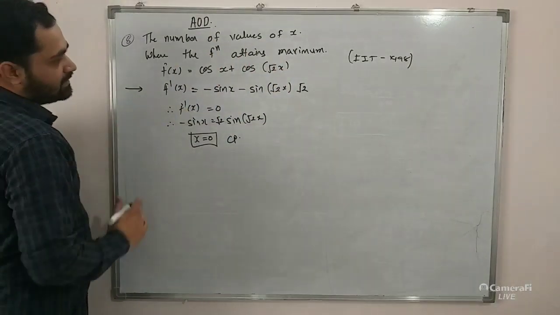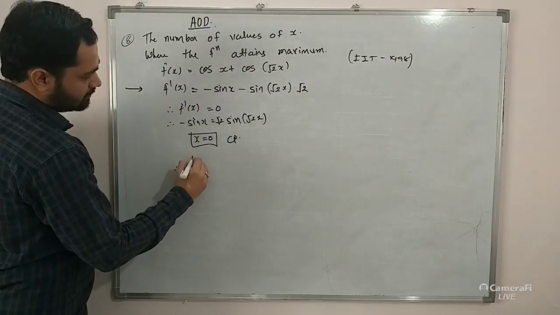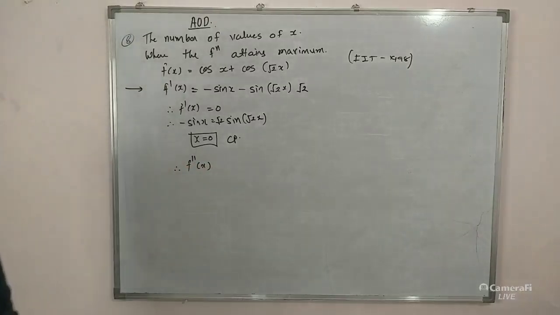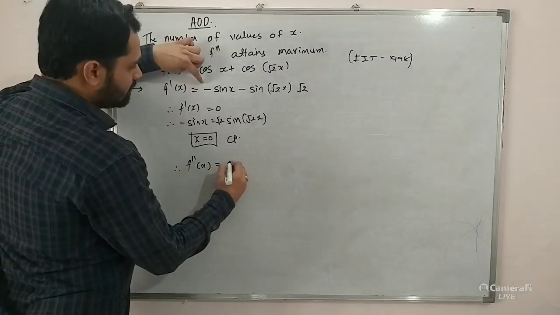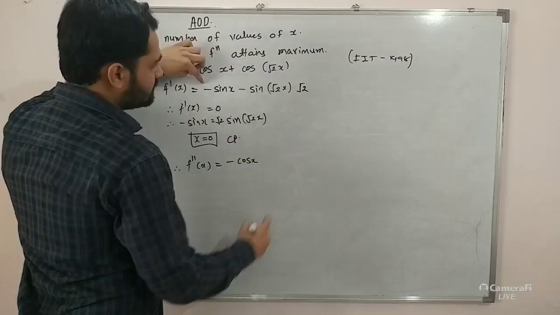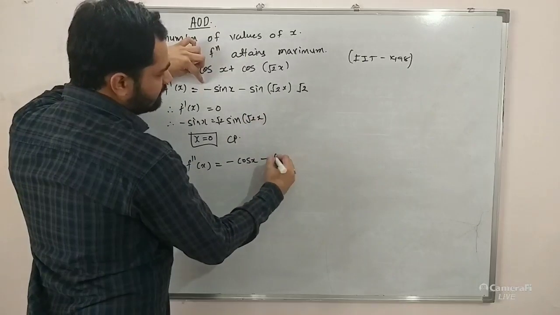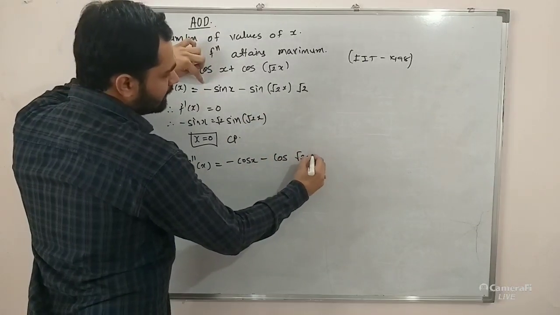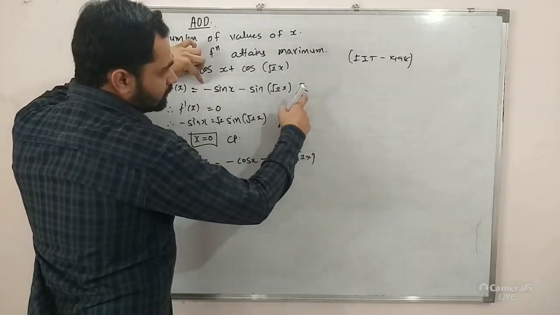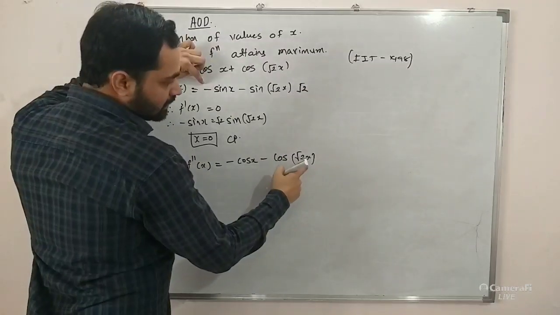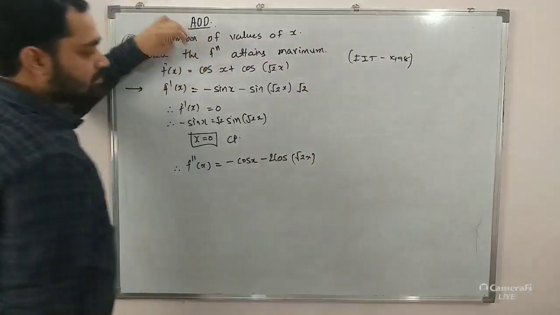So for finding the maxima or minima, we are going to try the second derivative test. f double dash of x of this function is minus sin x becomes minus cos x, and the derivative of sin root 2x is cos root 2x. Here one root 2 is available and another root 2 is multiplied, so it becomes 2.